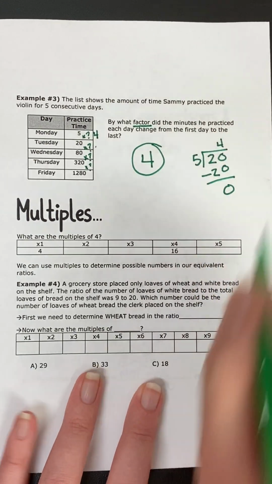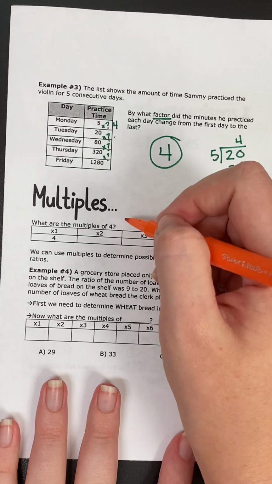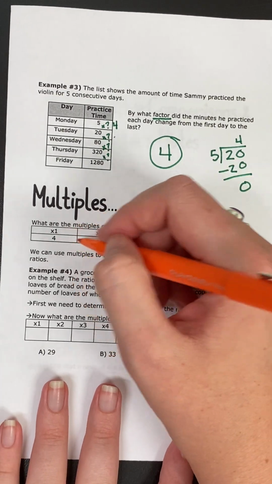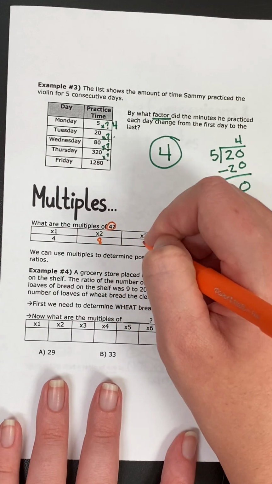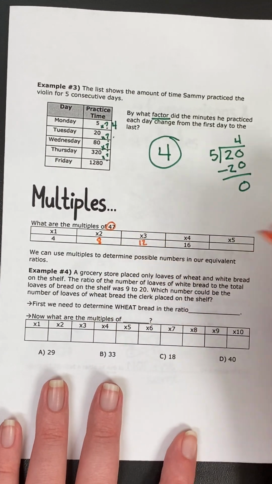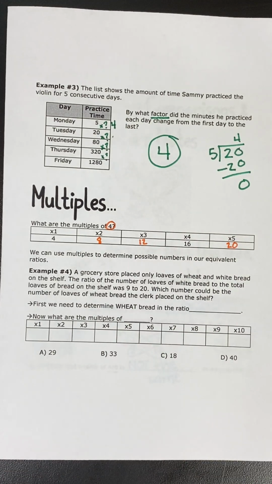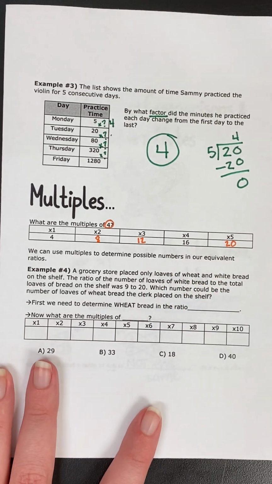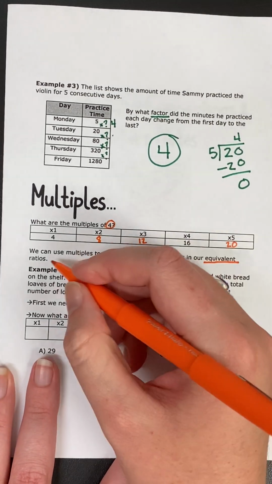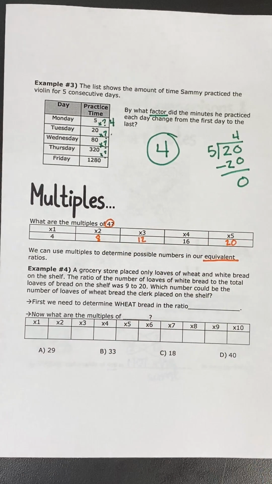All right, last one is talking about multiples. So multiples is like skip counting. So the multiples of 4 is like counting by 4. 4 times 1 is 4. 4 times 2 is 8. And then we do 12, 16, 20. Multiples just means skip counting. We can use multiples to determine possible answers or equivalent ratios, okay? So if it asks for an equivalent ratio, we can use multiples.